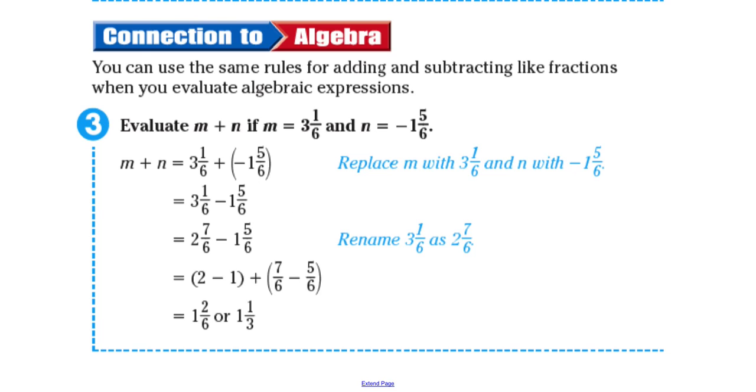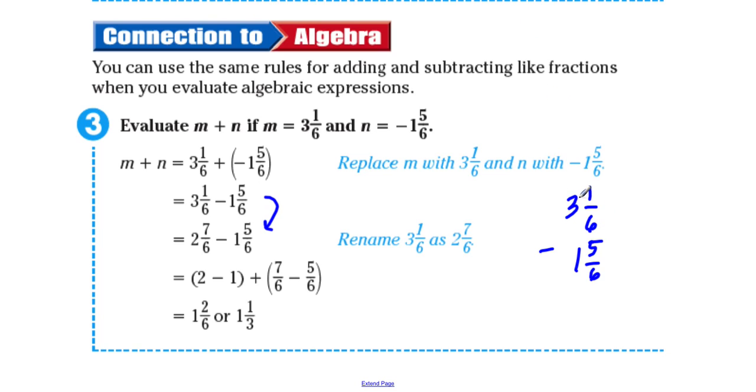Okay, if you are getting confused from this step to this step, this is actually what happens. Let's take a look at a little bit of a review. 3 and 1/6, and you're subtracting 1 and 5/6. Okay, and since they have the same denominator, you can go ahead and subtract. But in this case, when you're doing subtraction in this form, you cannot subtract 5 from 1. So what do you need to do?